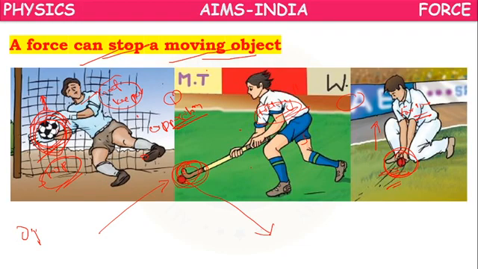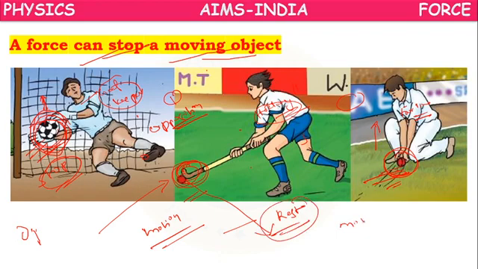So here, if you take the example of a football, hockey ball or cricket ball, all of them, in what? Initially they are in motion. So after stopping, now they are at rest. Means a moving object can be stopped. How? By applying force.